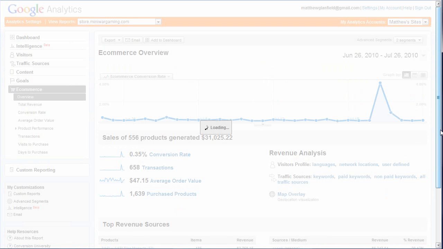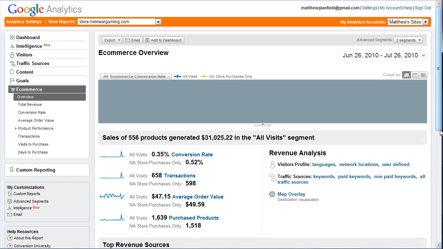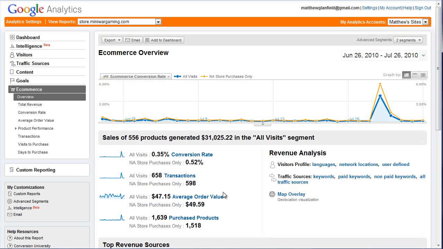Let this load. Analytics figures everything out. Loading, loading, loading. Okay, so now we see it has a 0.52% conversion rate, which you might think, well, it's still not very good. And you know what? You're correct. 0.52% is still not fabulous. But let's go a step further.